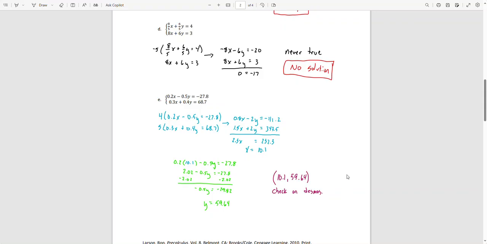Every single time, it's the same. Oh, look, they're already opposite sign. Let's find a way to make them the same coefficient. We can multiply by any non-zero number, positive or negative, if we need to change the sign.